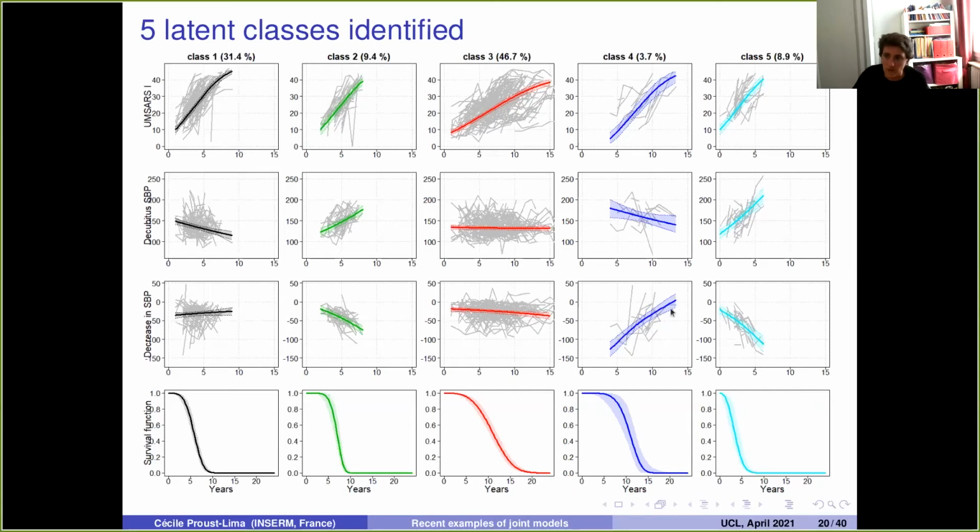Here it's 0, a decrease of the problem over time for the latent class 4. So we can see how those classes differ from each other. If we look at the latent class in green and light blue, we don't see from the biomarkers a really big difference in the shape and the speed of degradation. But what we can see is a difference in survival here.